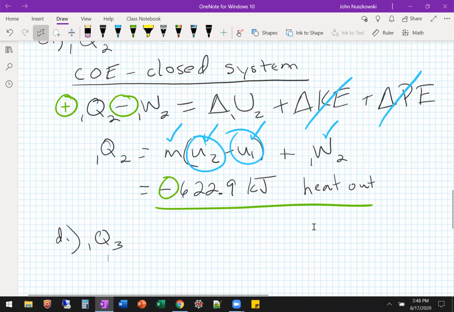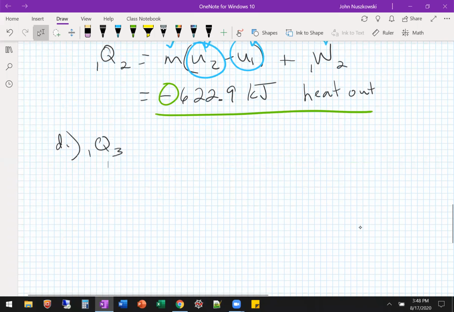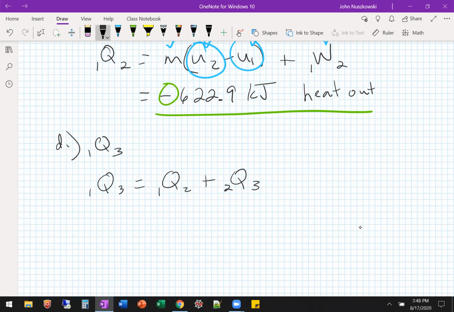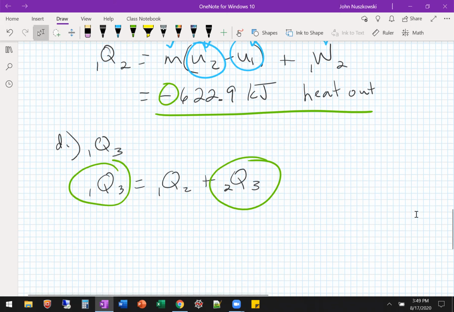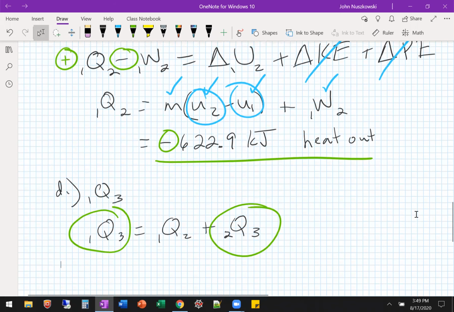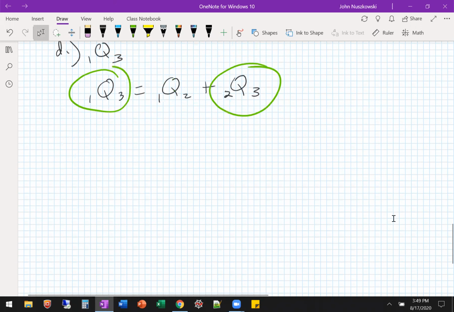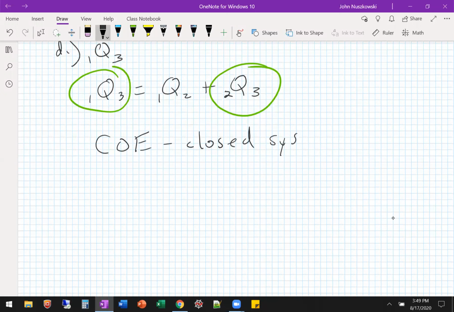So there's two ways to actually solve for Q13. You could solve for 1 to 2, so that Q 1 to 3 is equal to Q 1 to 2 plus Q 2 to 3, and then you would just solve for Q 2 to 3. Or you could solve for this directly, which is what I'm going to show. So we would do the COE closed system like the previous one, but I'm going to do it directly from 1 to 3, okay?